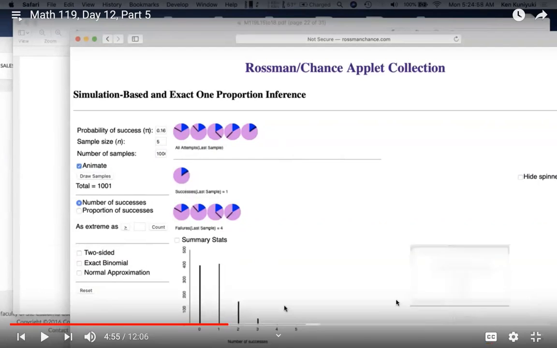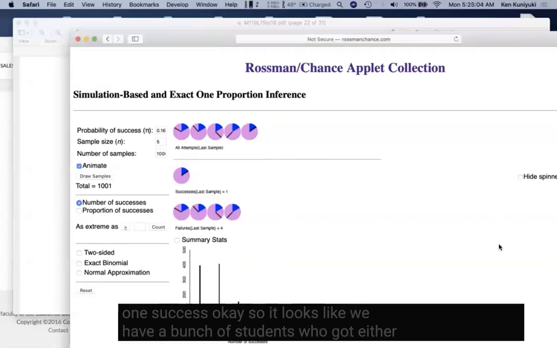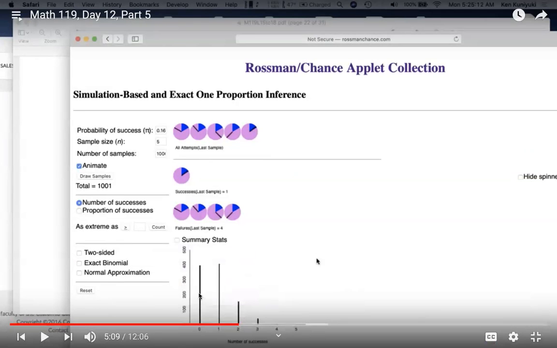So here's what it looks like. Okay, so it looks like we have a bunch of students who got either no 4s or one 4, fewer students with two 4s, even fewer students with three 4s. Right. So here's the number of students with 0 4s, 1 4, 2 4s, 3 4s. Basically, no one got 4 or 5 4s.